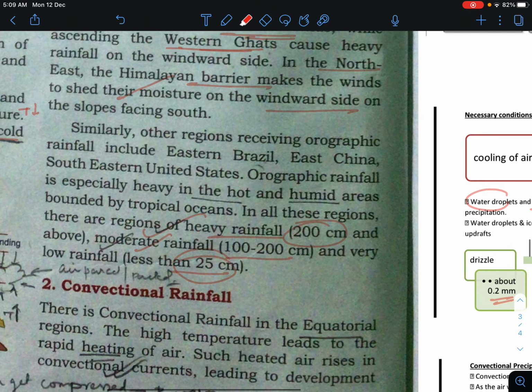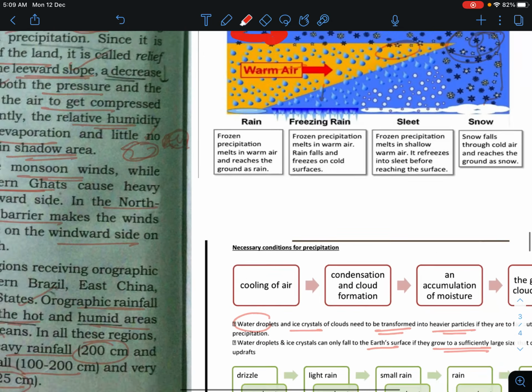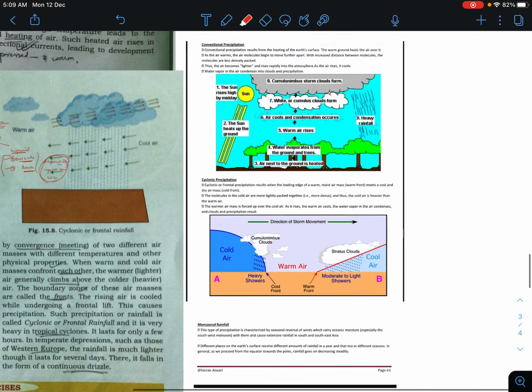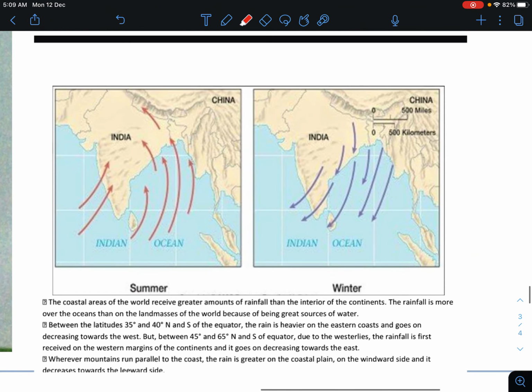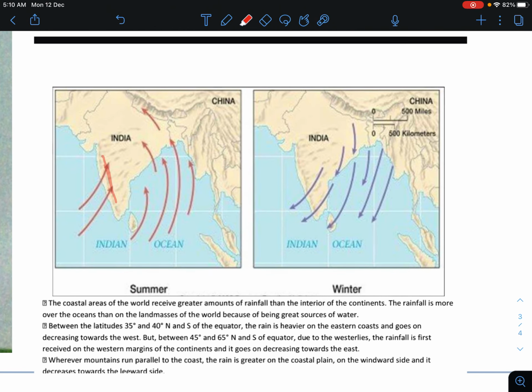Now, one more thing you have to remember, that this orographic rainfall is especially heavy in hot and humid areas bounded by the tropical areas. This was the condition. Okay, if we talk about the monsoon, this is the Western Ghat.